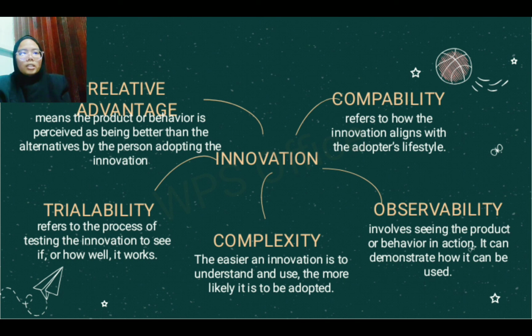Compatibility refers to how the innovation aligns with the adopter's lifestyle. Triability refers to the process of testing the innovation to see how well it works. Complexity: the easier an innovation is to understand and use, the more likely it is to be adopted. And last, observability. Observability involves seeing the product or behavior in action. It has demonstrated how it works.